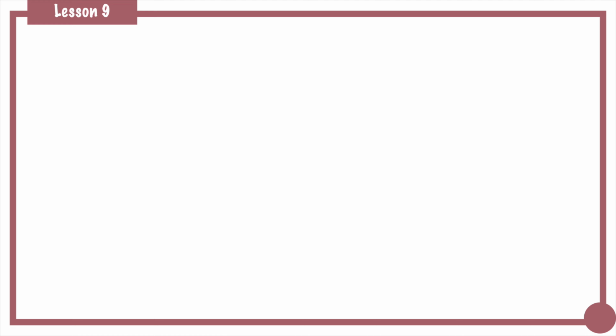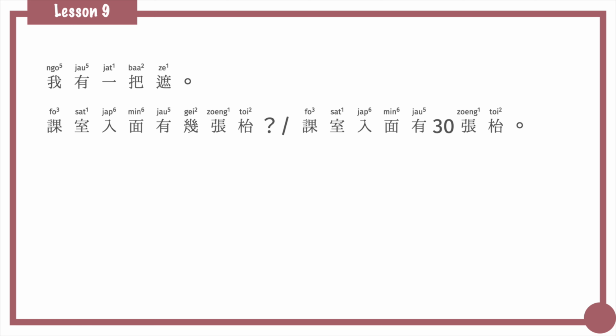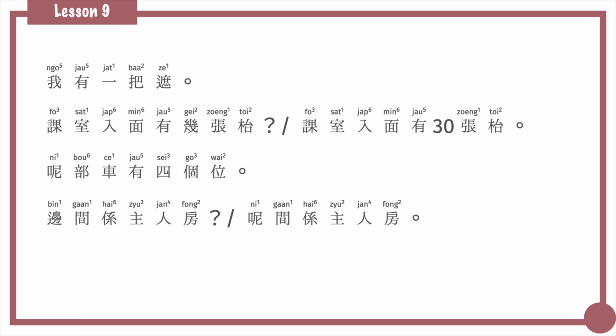Okay, let's have a quick review of today's lesson. We learned using measure word to show the quantity of specific items. 我有一把遮. How to ask quantity of the object. 課室入面有幾張枱. Then using measure words as demonstrative pronoun. 呢部車有四個位. And using measure word to show possession or belonging. 我間大學喺沙田.